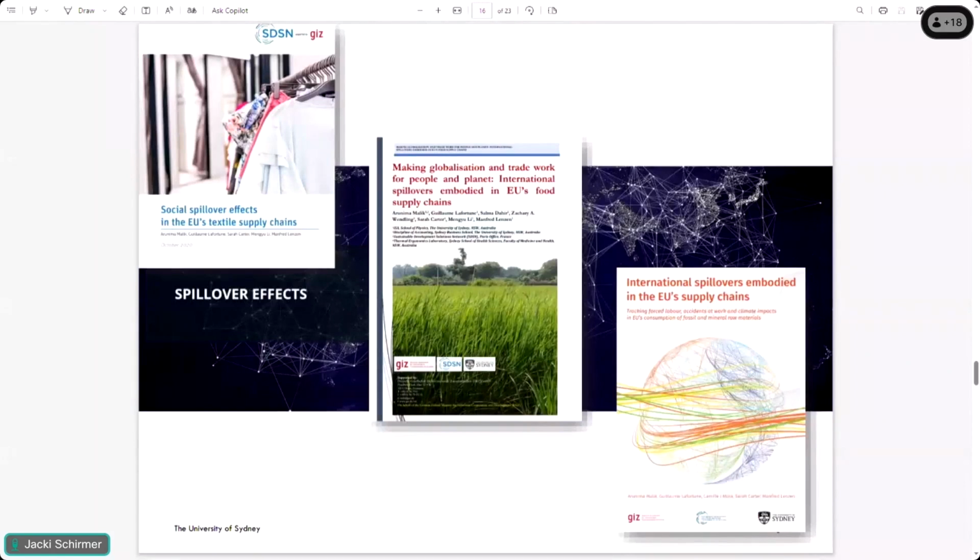As I mentioned, we've done a fair bit of work with the EU in producing reports for different sectors. In 2020, we worked with the United Nations Sustainable Development Solutions Network in Paris to look at textile supply chains. Then that work led on to looking at food supply chains, and then recently, we've looked at mineral supply chains. This all arose from interest in the EU in looking at their impacts embodied in the imports they're getting from countries worldwide.